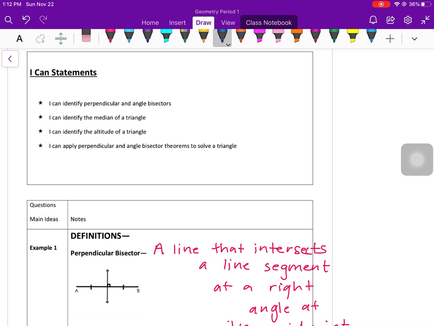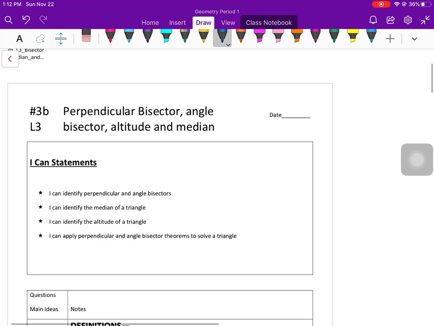All right, geometry, we are on lesson 3. We've got perpendicular bisector, angle bisector, altitude, and median. Some of this we've heard before. Some of it will be new material.